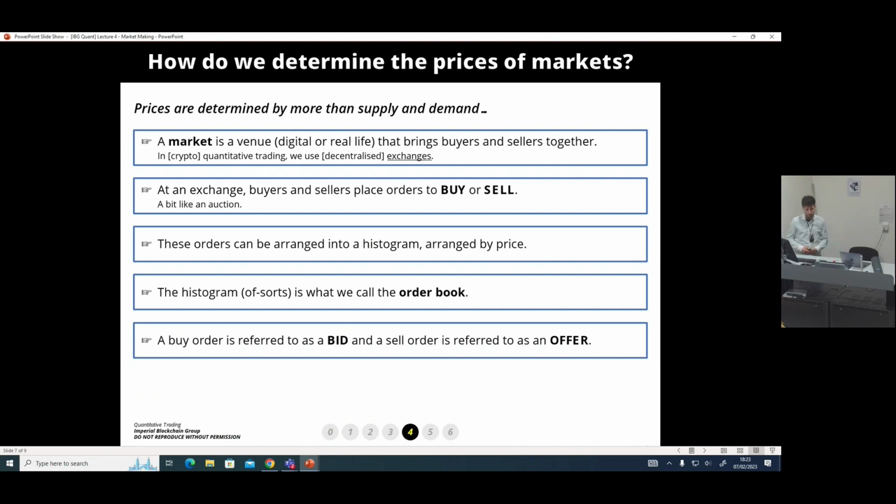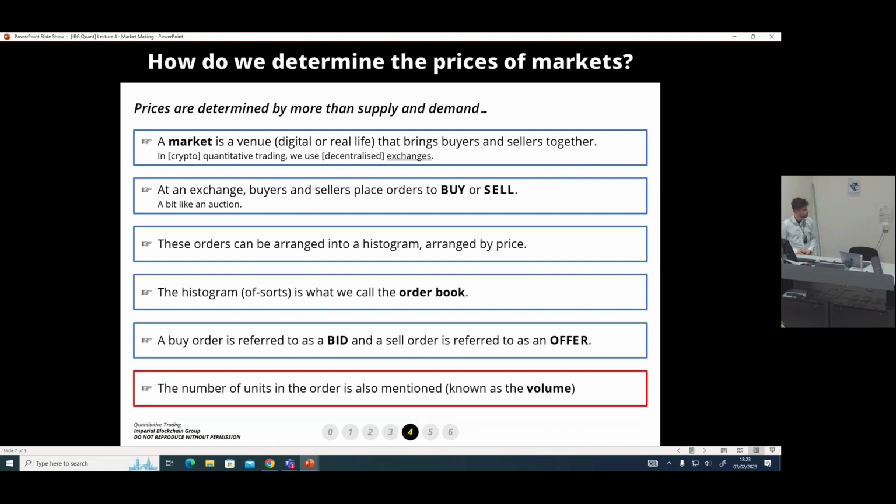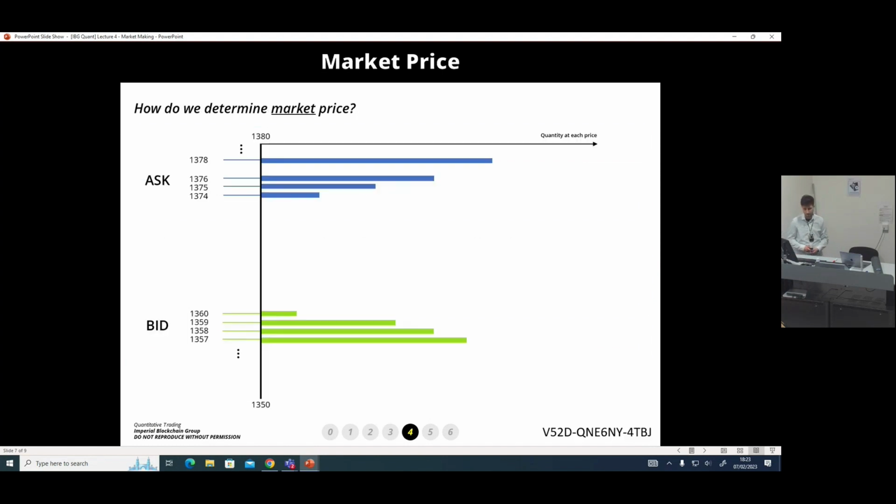And I've mentioned when we look at a buy order, people that want to buy, we refer to them as bids, and people that want to sell, we refer to them as an offer. And the number of units that are mentioned in the order, so how many units that want to be traded at a specific price, is known as the volume, normally proportional to the number of people there are at that price level. So I'm just making that diagram a bit clearer.